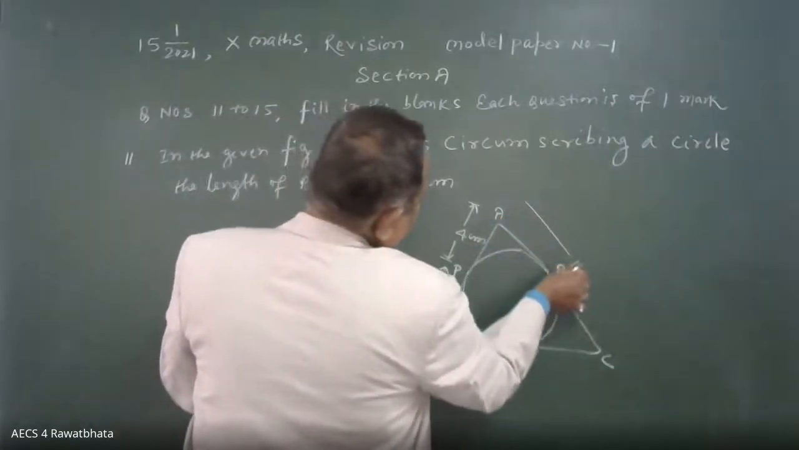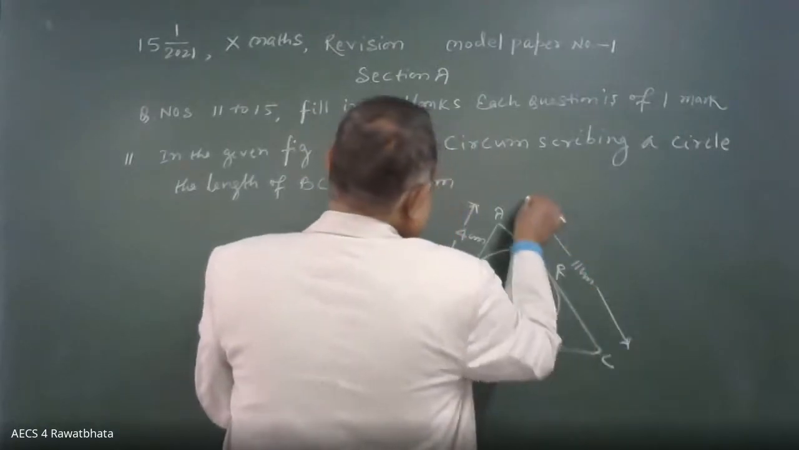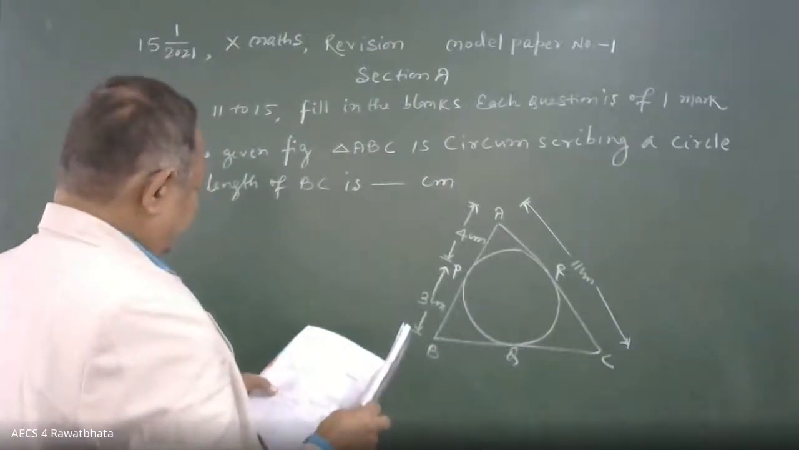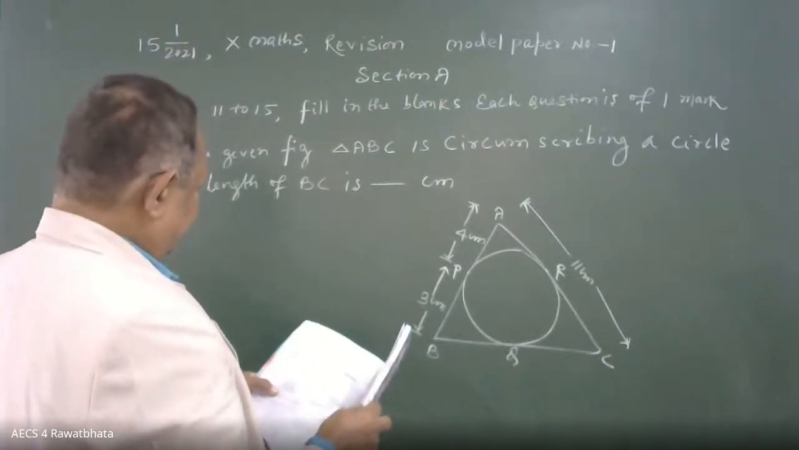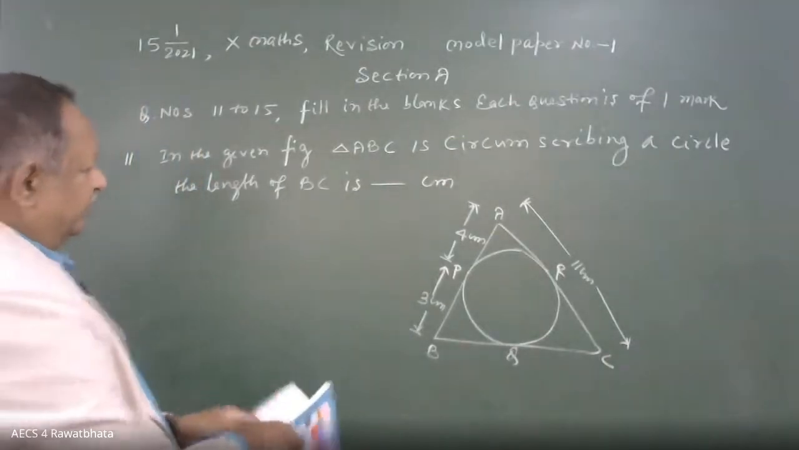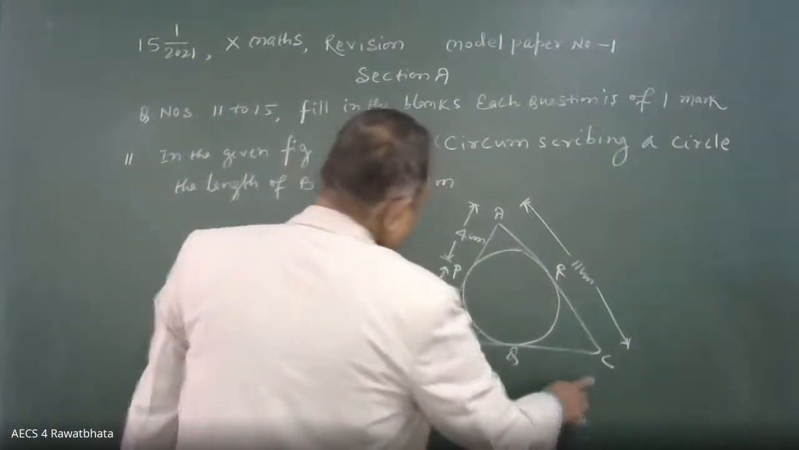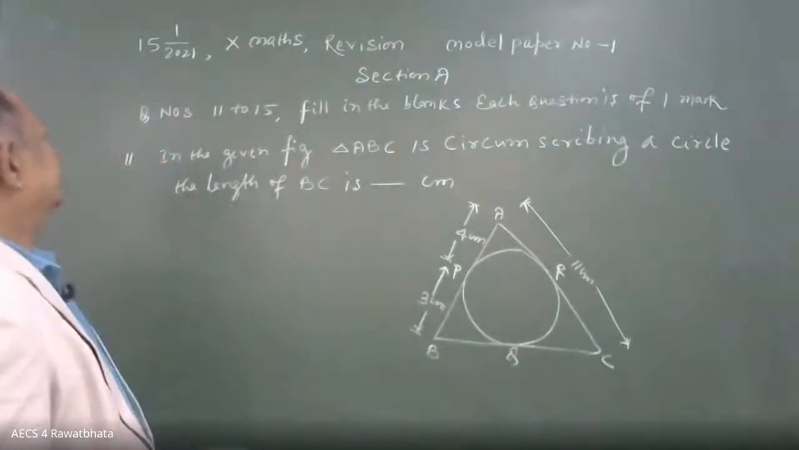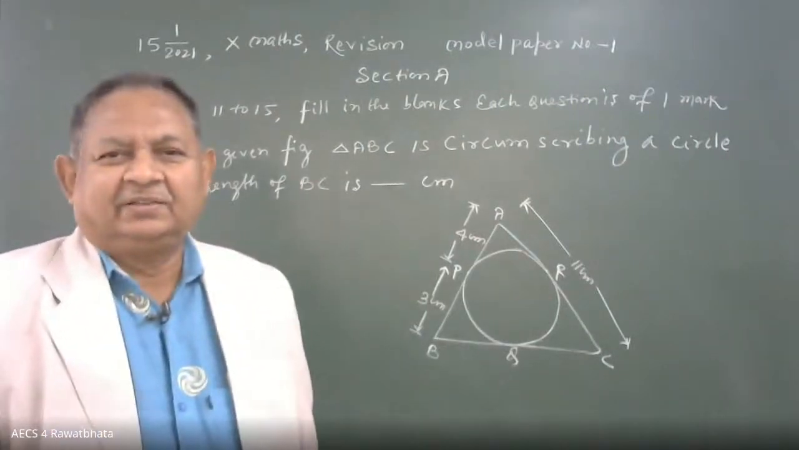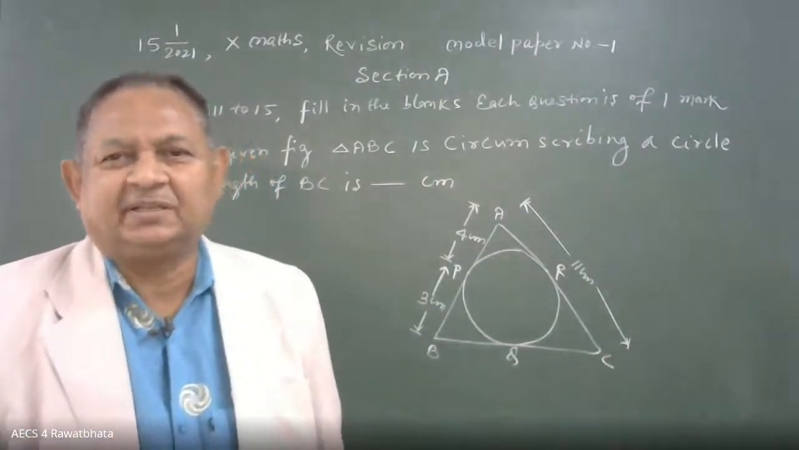AC is 11 centimeter. You have to find the value of this BC, the length of BC. So AP is 4 centimeter, PB 3 centimeter, AC is 11 centimeter. What will be the length of BC?